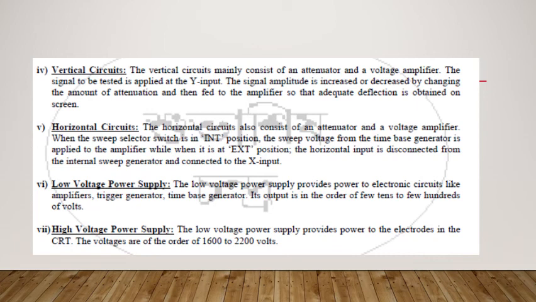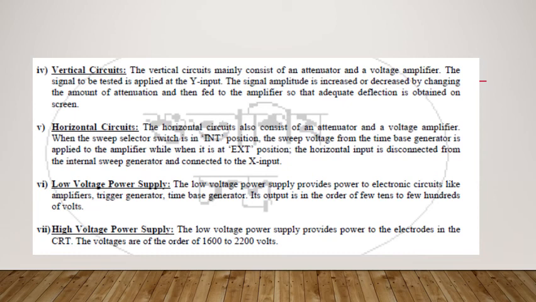The horizontal circuit similarly consists of an attenuator and a voltage amplifier. When the sweep selector switch is in the internal position, the sweep voltage from the time base is applied to the amplifier. In the external position, the horizontal input is disconnected from the internal sweep generator and connected to X.